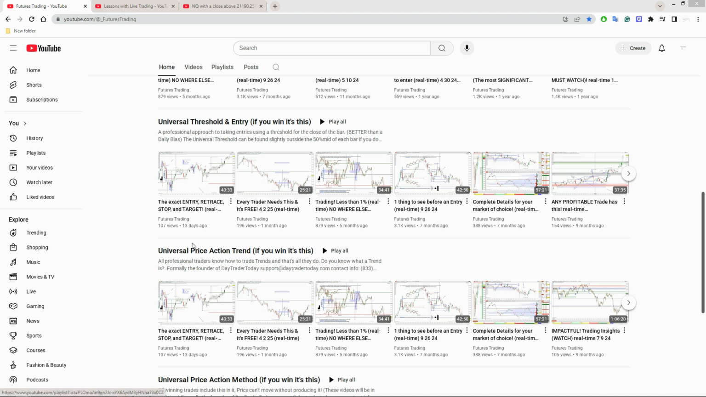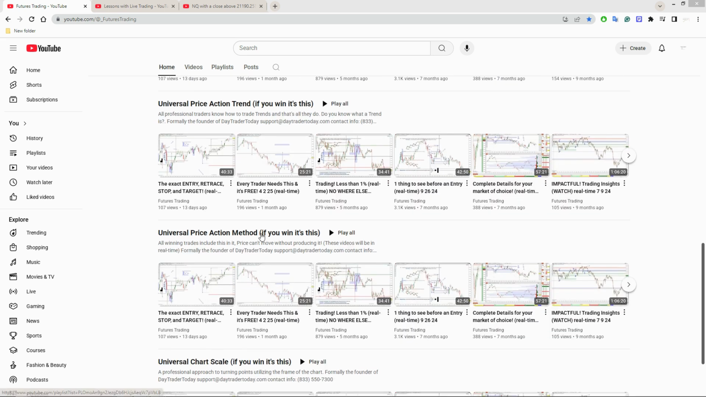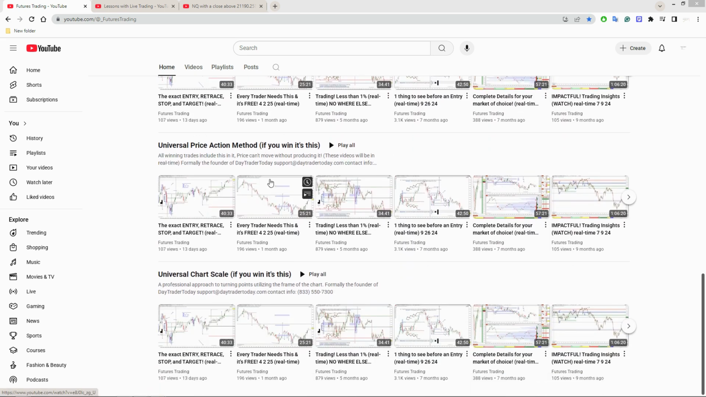Price action trend. I only count the bars. You only need to count to 10 in order to be able to pull this one off. And this is that price action method. And again, I'm going to tell you a couple tips about this. It's all about majority. That's the universal principle that I'm using in order to get this to work.